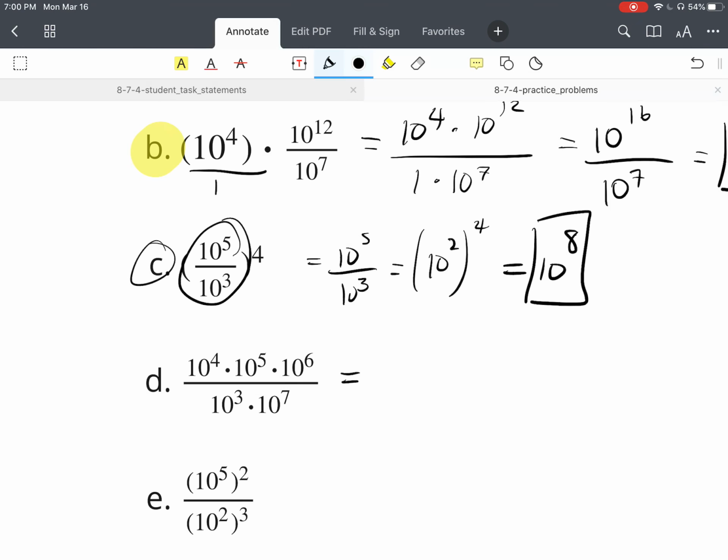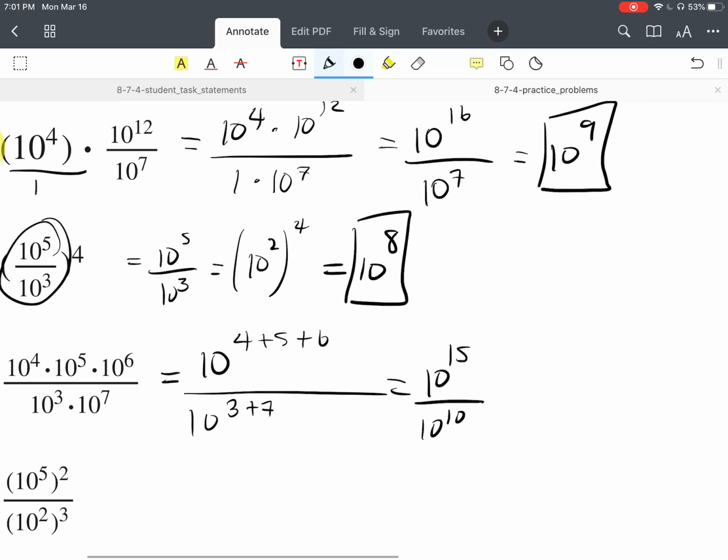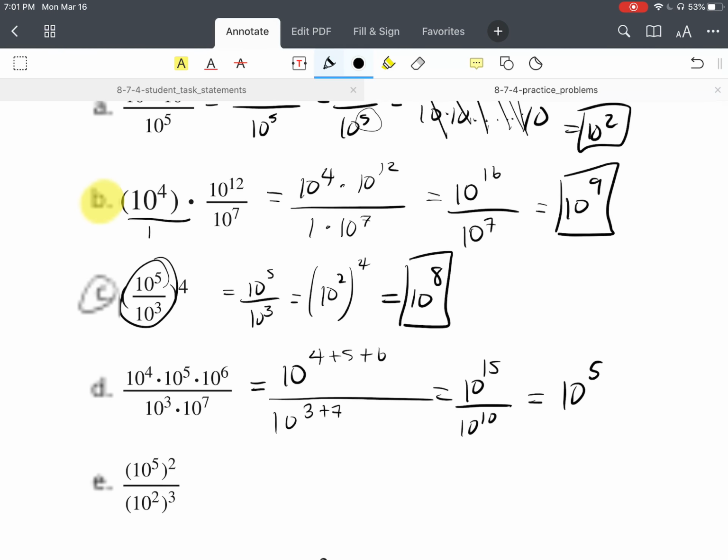I think you're getting the hang of this. It's going to be 10 to the, we're going to take the exponents, 4 plus 5 plus 6 all over 10 to the 3 plus 7. It's going to equal 10 to the 9 plus 6 is 15 over 10 to the 10. And what do we do when we're dividing? You guessed it, we subtract the exponents. So 15 minus 10 is 5.